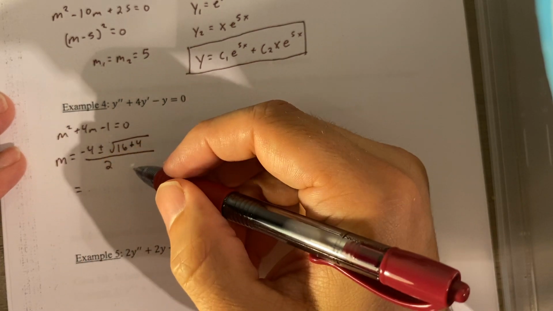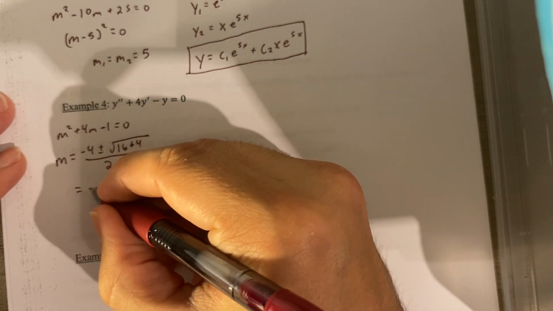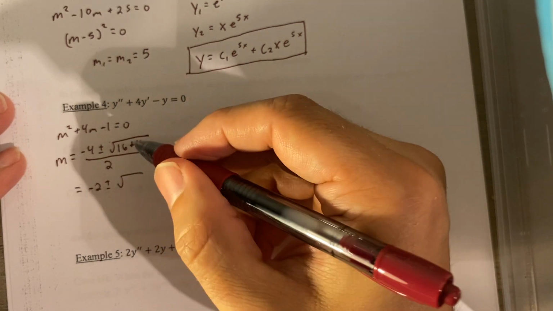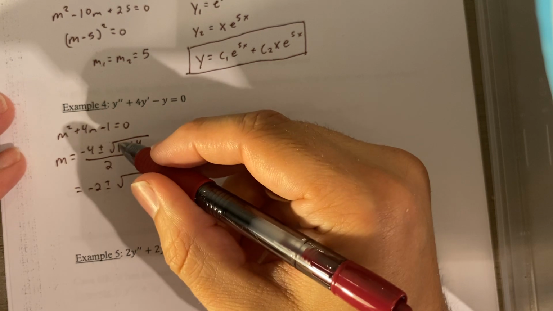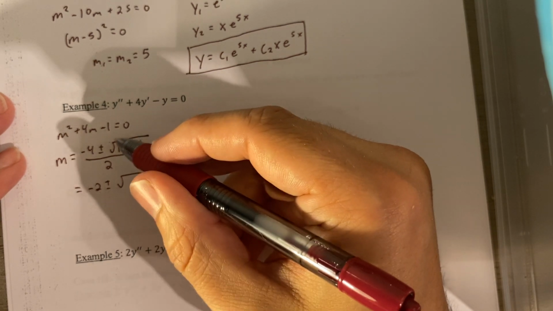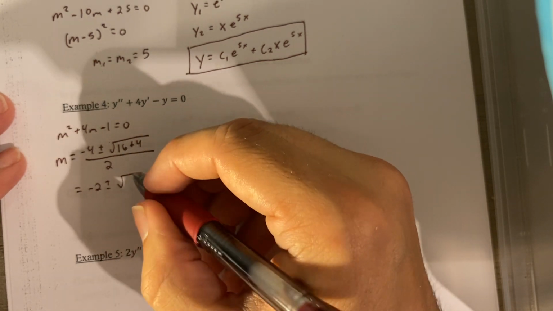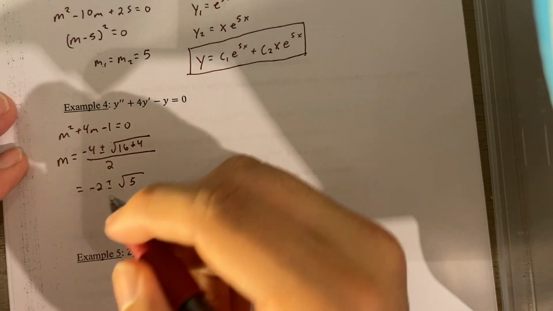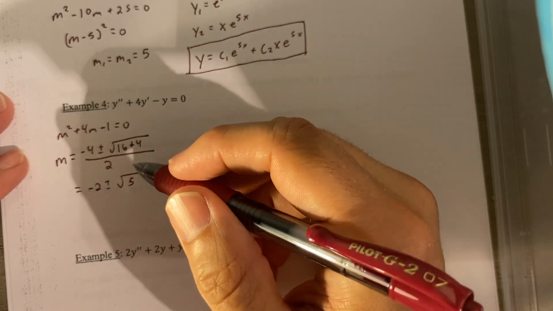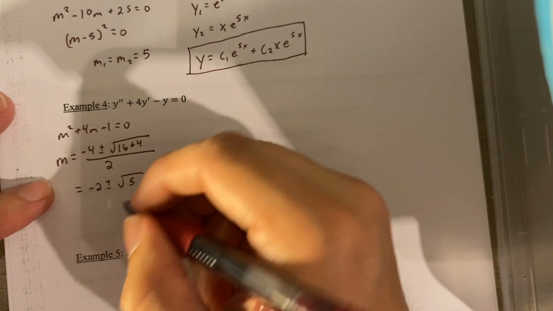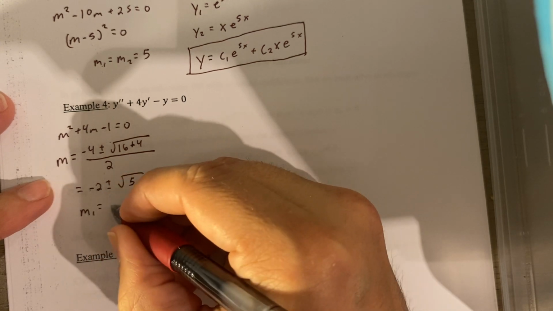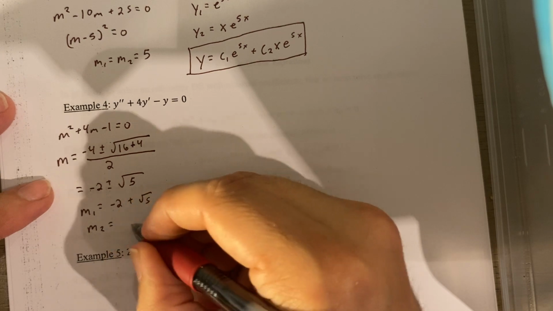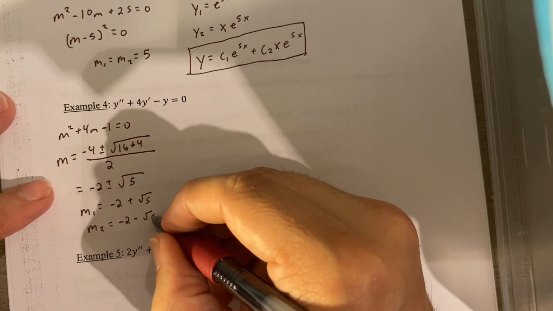So then this is just going to reduce to negative 4 over 2 is negative 2, plus or minus the square root of the 16 plus 4 is 20, so I can pull out a 4, and then when I pull out a 4, it's going to be 2. 2 divided by 2 is going to be 1, so then I'm just going to have square root of 5 underneath the radical. And so now I've found my m sub 1 and my m sub 2. M sub 1 is going to be negative 2 plus the square root of 5, and m sub 2 is going to be negative 2 minus the square root of 5.